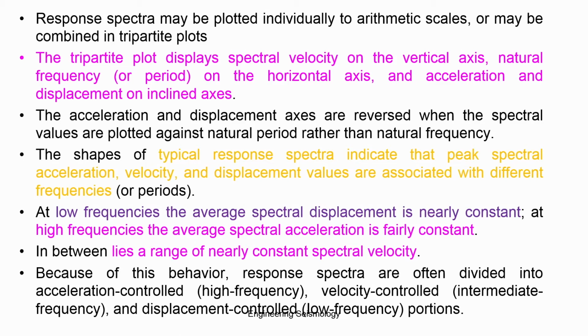The shape of a typical response spectrum indicates that the peak spectral acceleration, velocity and displacement values are associated with different frequencies or periods. At low frequencies the average spectral displacement is nearly constant, at high frequencies the average spectral acceleration is fairly constant, and in between there is a range where the velocity is nearly constant. So here you can understand that in the low frequency range the displacement is nearly constant, in the high frequency range the spectral accelerations are fairly constant, and in the intermediate frequency range the spectral velocities are nearly constant.